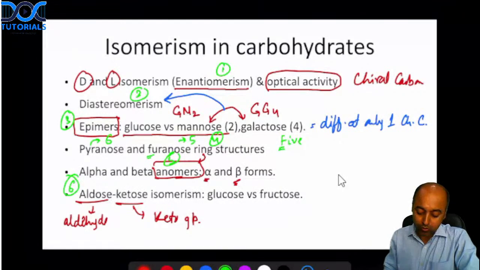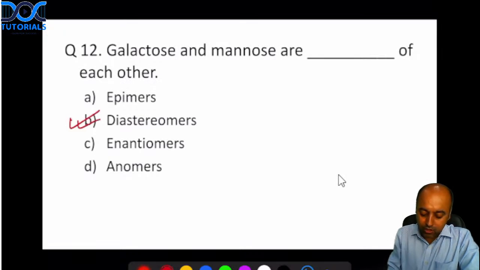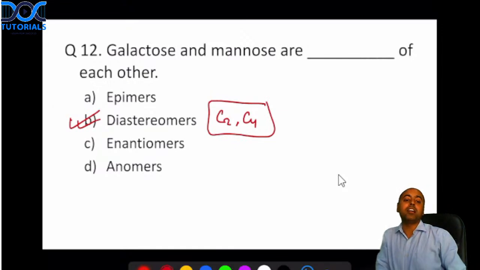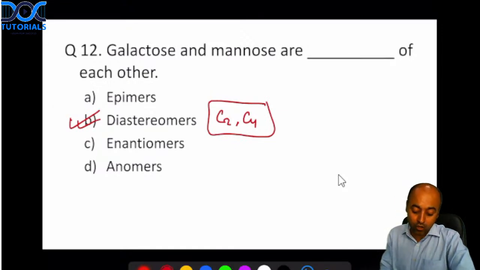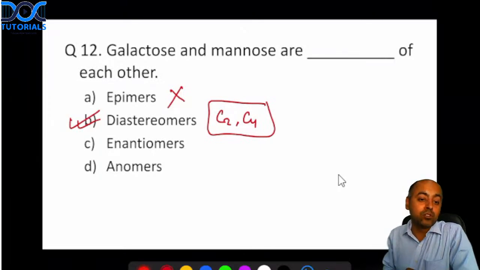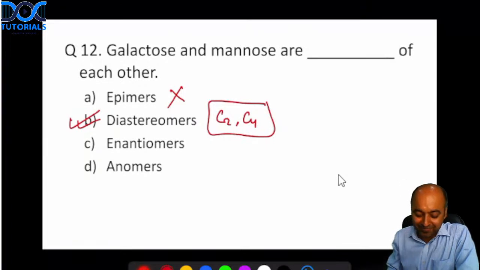Okay, so now we go back to our question. Galactose and mannose, as we just mentioned, are diastereomers of each other. They show differences at both carbon 2 and carbon 4. They are not epimers. A very common mistake we make is thinking that since galactose and mannose are both epimers of glucose, they are epimers of each other. No, it doesn't work like that.